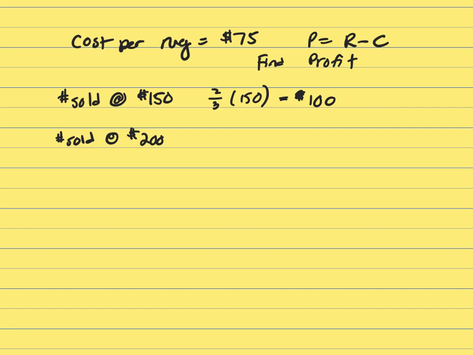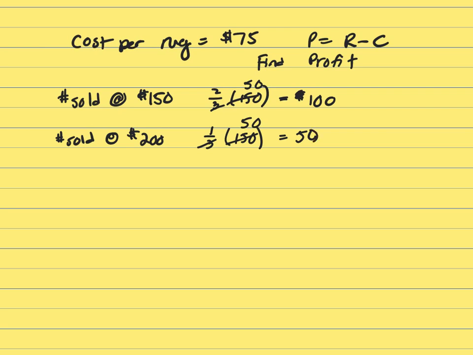And that leaves 1/3 left over, which will be sold at 200. Rest are sold for 200. So 1/3 of 150 is 50. Yeah, I just cross multiplied. Well, cross canceled. Do the same thing up here. All right, so I've got 100 rugs and 50 rugs.